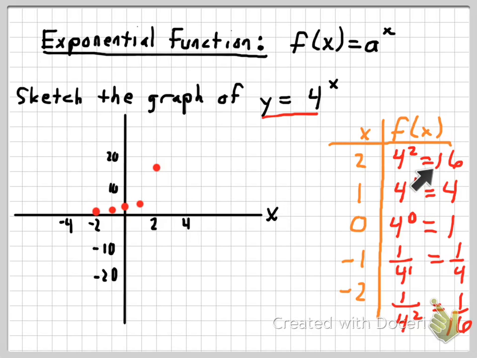Then it starts making big jumps. We would go from 4 to 16 to 64 and so forth. Anyway, now we're going to go ahead and connect the points, and you're going to see what shape the graph of an exponential function looks like. And here is that shape.